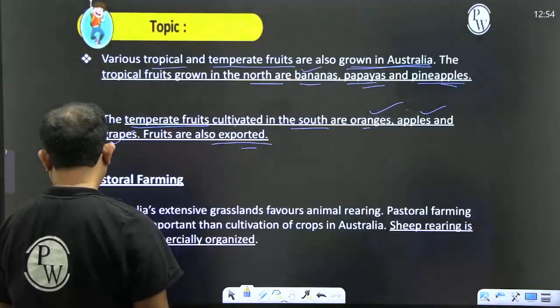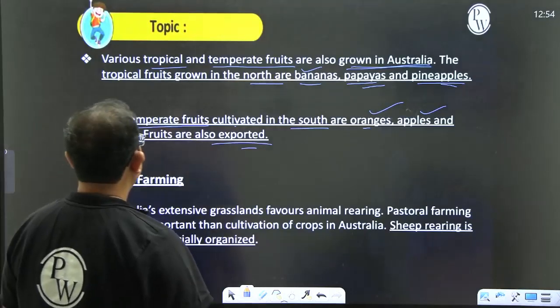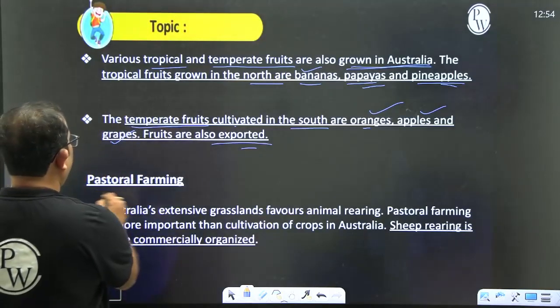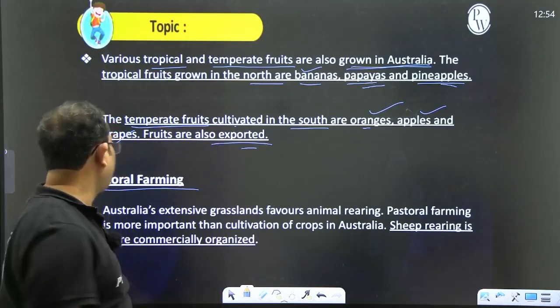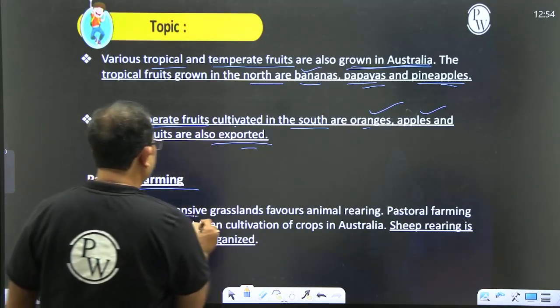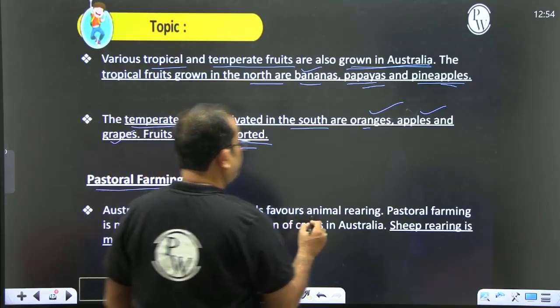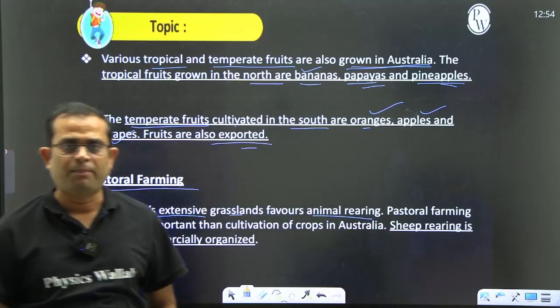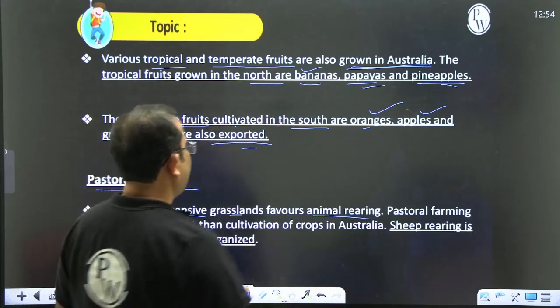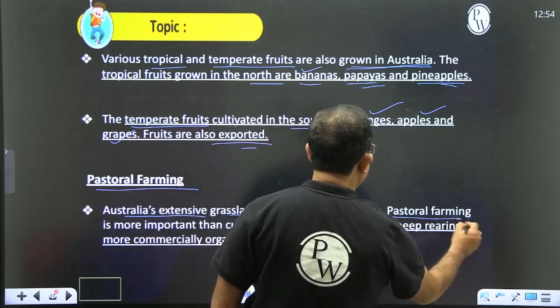Going ahead, we'll come to pastoral farming. That is called pastoral farming. Australia's extensive grassland favors animal rearing, basically. Australia's extensive farmland that favors animal rearing is pastoral farming.